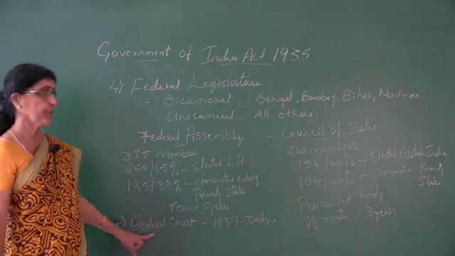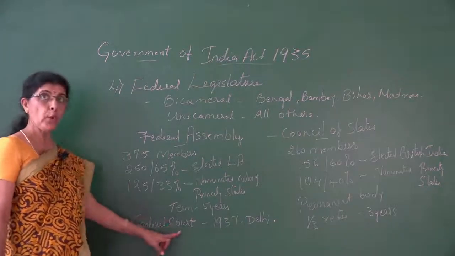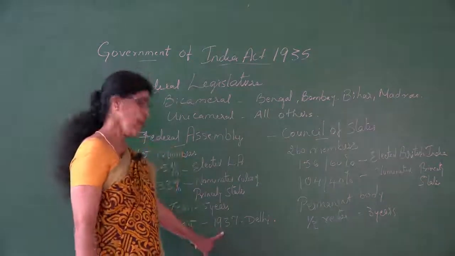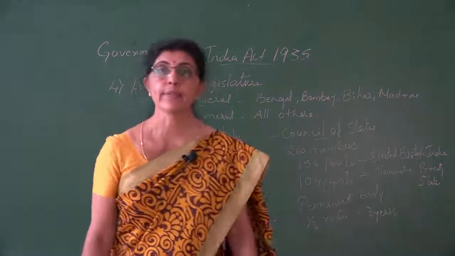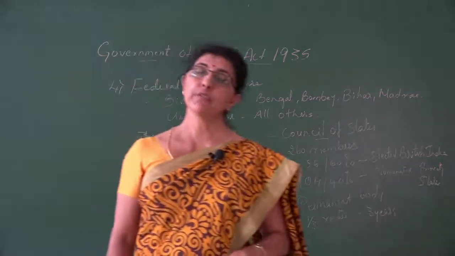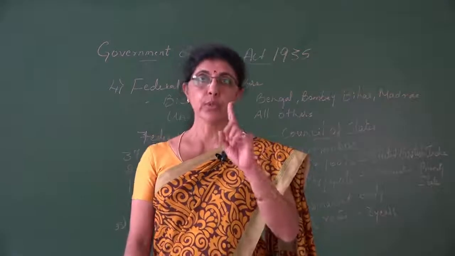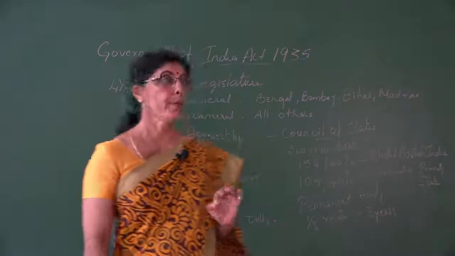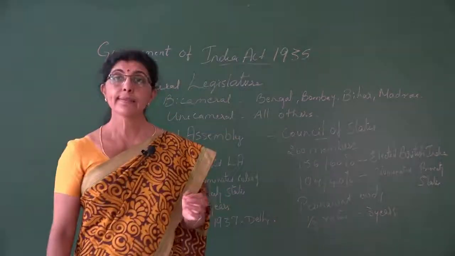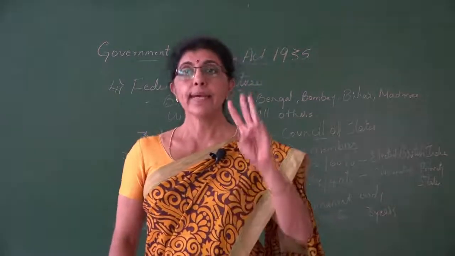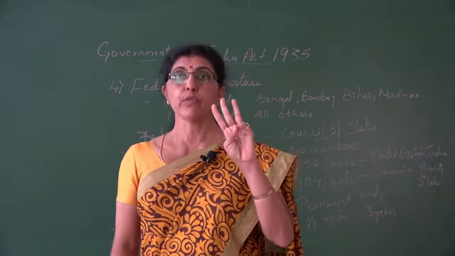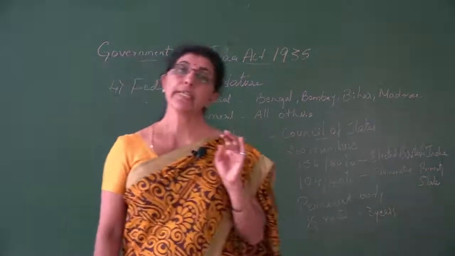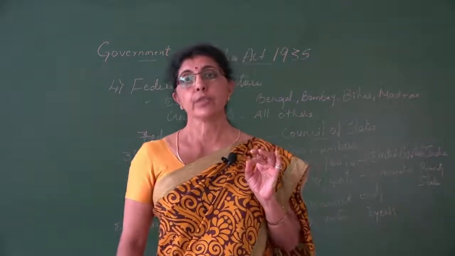Coming to the next, the fifth point, that is the federal government: the Federal Court. The Federal Court was started in Delhi for the first time in the year 1937. When the Federal Court was first started, they started with 1 Chief Justice and 6 additional judges. All of them were appointed by His Majesty, and they had 3 types of jurisdiction: original jurisdiction, appellate jurisdiction, and advisory jurisdiction.